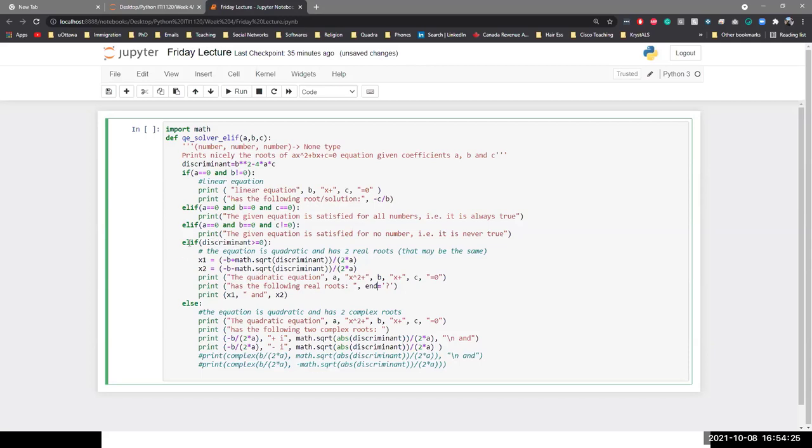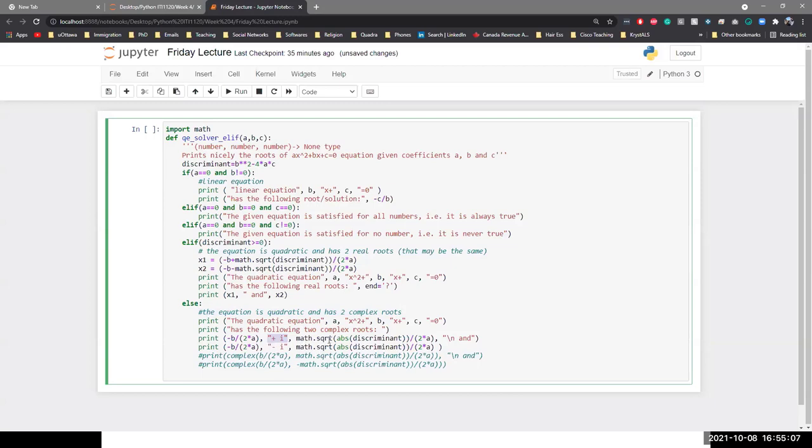Now, else, okay. So that means I have checked all the conditions and the discriminant here is less than zero, okay? So that means the equation has two complex roots. So how to find them? Same thing, minus b over 2a plus, this is a concatenation, plus I. No, actually it's not a concatenation. It's printing another argument, which is a string I, okay?